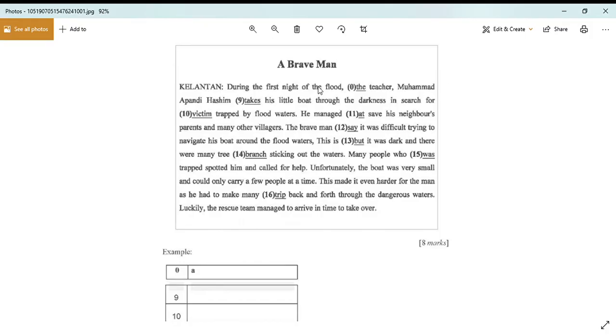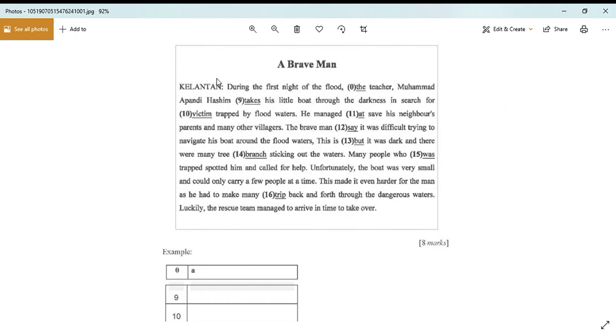Number 2, you have to identify the tenses. Awak kena kenal pasti dia punya tense, sama ada past tense or present tense. For example, like here: Kelantan, during the first night of the flood, the teacher, Muhammad Apandi Hashim, takes his little boat through the darkness in search for victim trapped by flood waters.